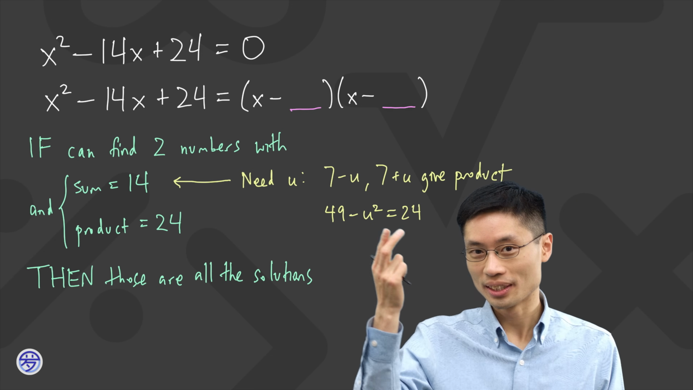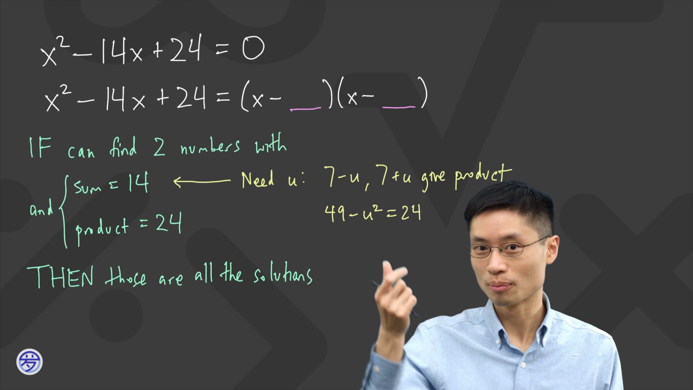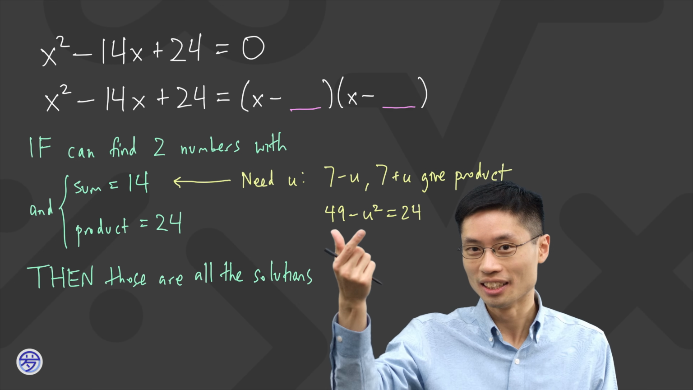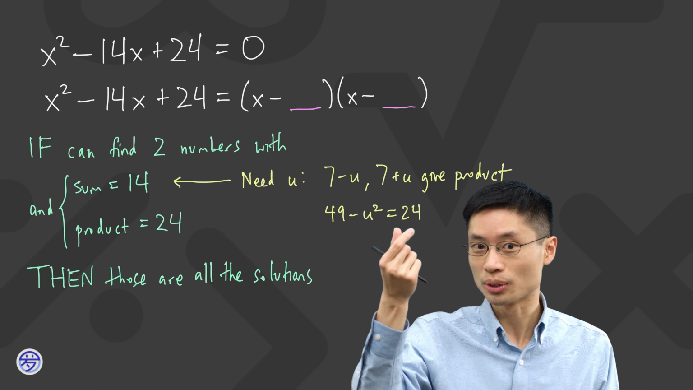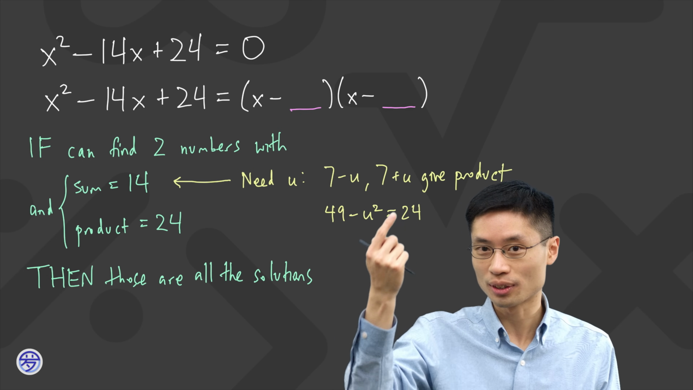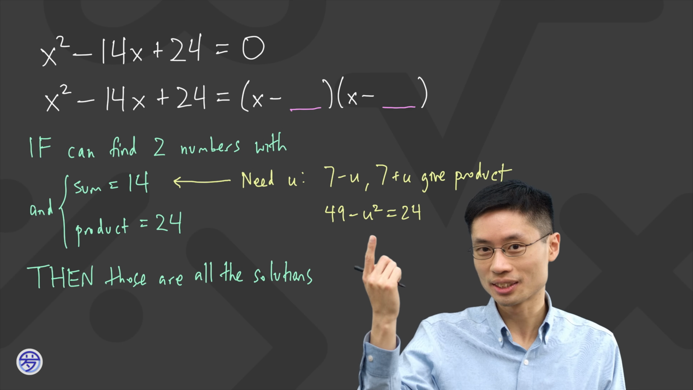All of this in yellow is actually equivalent. Finding a u so that 7 minus u times 7 plus u gives the product is exactly the same sentence as saying that 49 minus u squared equals 24, because that's just the product of those, and the 24 is the product that we seek. Can we find a u so that this is true?